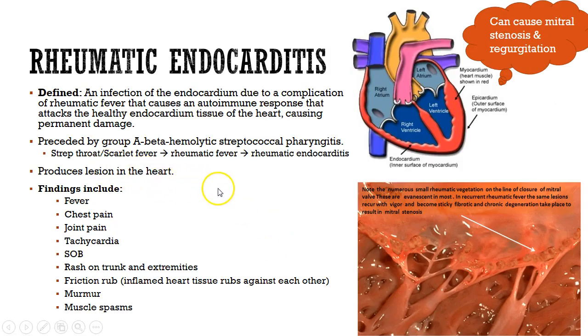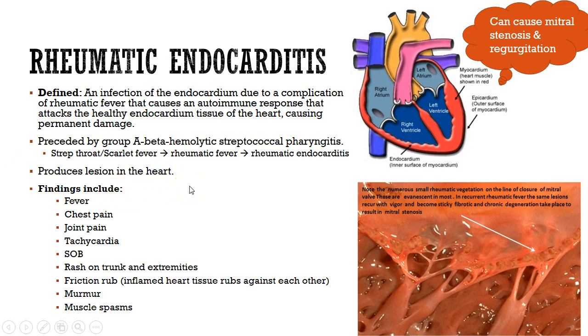Rheumatic endocarditis, we've kind of moved from the outside of the heart into the innermost layer of the heart, which is the endocardium. So this is going to be an infection. Usually it can be followed by streptococcal pharyngitis. So you have strep throat, scarlet fever that can lead to rheumatic fever that can lead to rheumatic endocarditis. And again, you have to know your signs and symptoms of what is strep throat. It is a terrible, terrible, terrible sore throat. If it goes on too long, it can produce lesions in the heart.